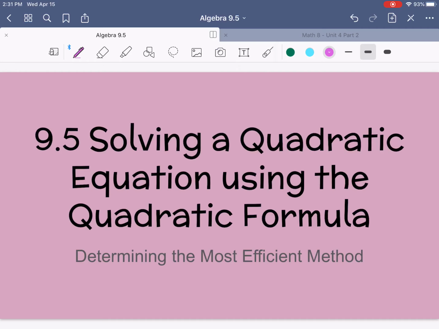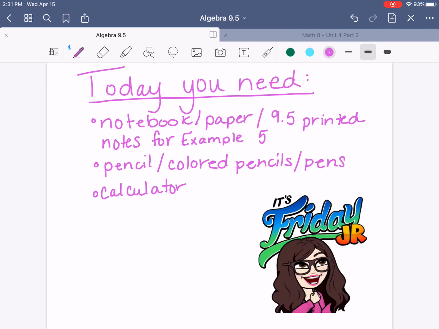So today our very last lesson in 9.5 and our very last lesson of the quadratics, we are going to be looking at example 5, which is determining the most efficient method. Before we do that, today you need your normal notebook or paper or the printed notes.